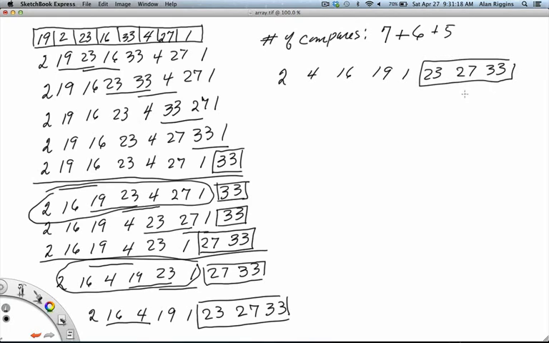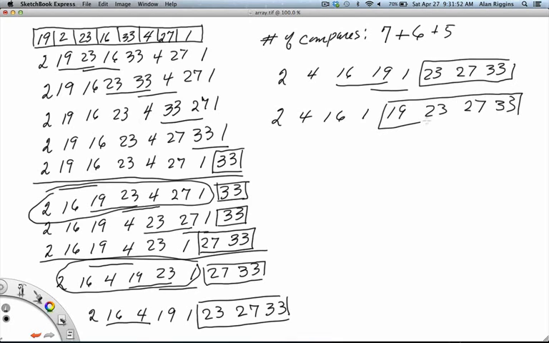Okay, we did the 16 and the 4 here, so we move down to the next set, the 16 and the 19, and they're in order, there's no problem. We don't swap them, we move down to the next pair, the 19 and the 1, and they are out of order. 1 is smaller than 19, so we have to swap. We have 2, 4, 16, 1, 19, 23, 27, 33. And now this part of the array, the sorted partition as it were, contains 4 elements. So with each pass of the outer loop, we add 1 to the array that's in sorted order.